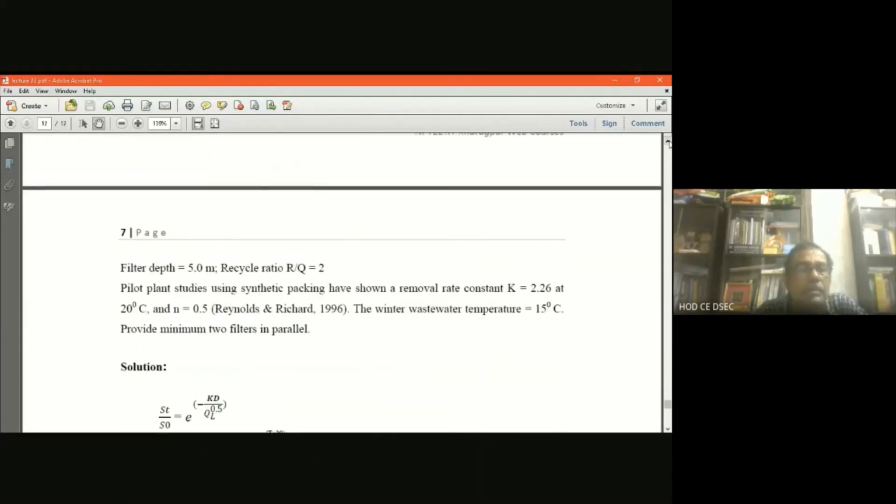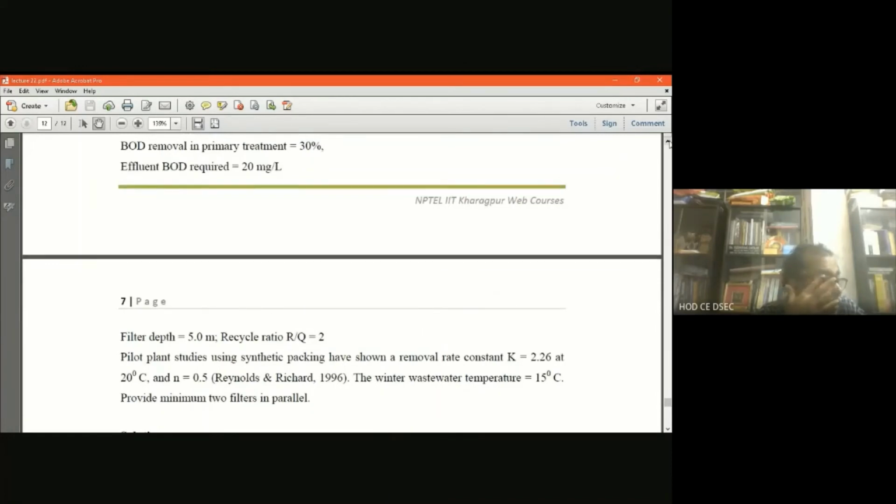Very interesting problem. The filter depth is 5 meter, because of the super rate trickling filter bio tower. So the depth is more than the other two. Here we have considered the filter depth as 5 meter. The recycling ratio is like the previous high rate one, here also it is 2. Pilot plant studies using synthetic packing have shown a removal rate constant K equal to 2.26 at 20 degrees centigrade and N equal to 0.5. The winter wastewater temperature is 15 degrees centigrade. Provide a minimum of 2 filters in parallel.